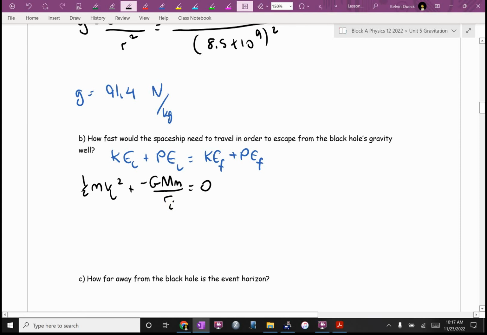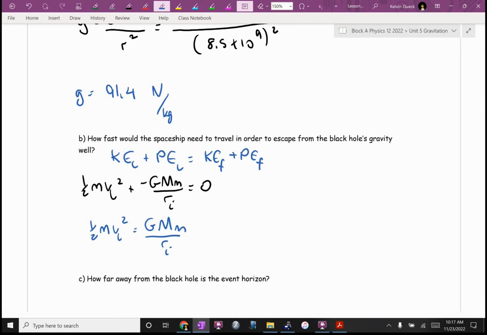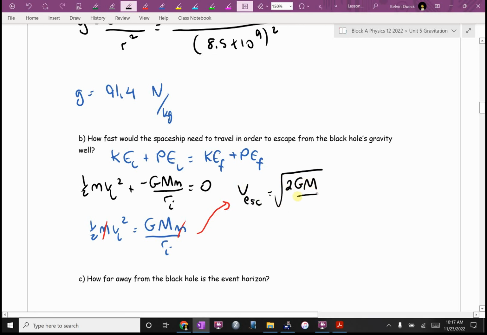We didn't like the 0 or the negative, so we plussed the negative potential energy to the other side. A half little m v initial squared equals positive big G, big M, little m over r initial. They didn't give me the mass of the spacecraft, so I guess I can't. Oh! No, I can still solve this. Why? How would I get the v by itself? Times by, and then square root. Okay, so here's my escape velocity. It's the square root of 2 big G, big M over R.